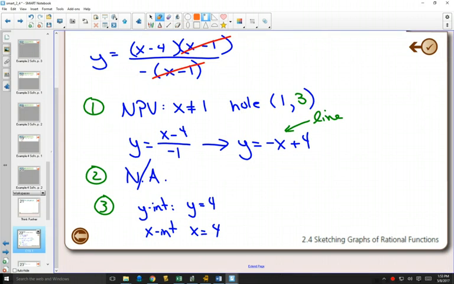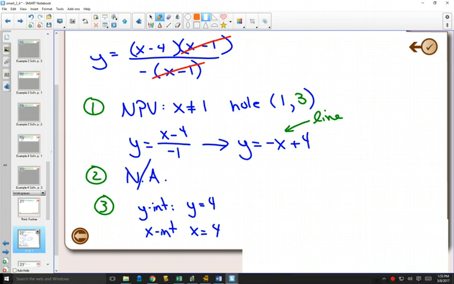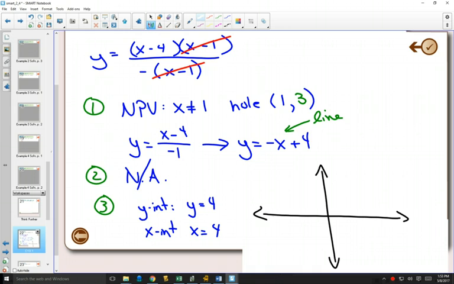Do we have enough information to graph this? I think so. Let's see. Set up our graph. No asymptotes whatsoever. We have y-intercept of 4, an x-intercept of 4. You could also just graph this using your y-intercept of 4 and a slope of negative 1. Our graph has a hole at 1 comma 3. And this is what our graph is going to look like.